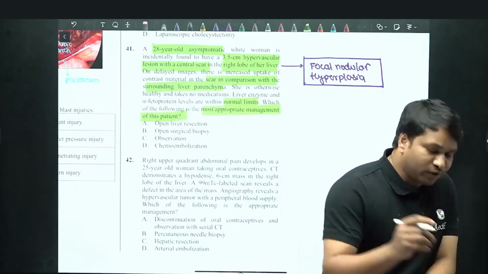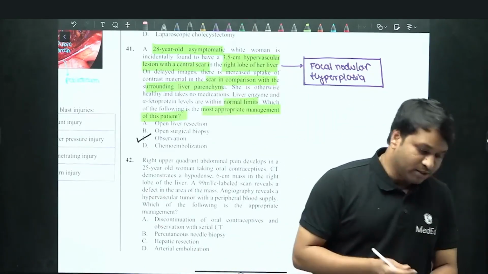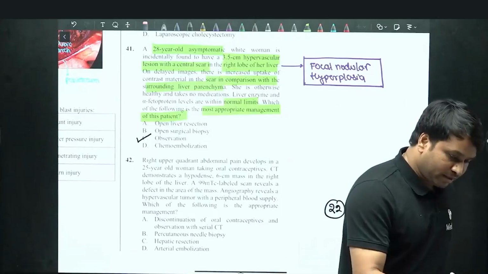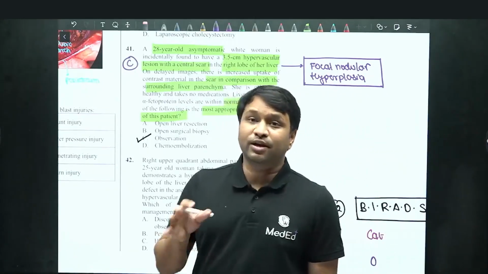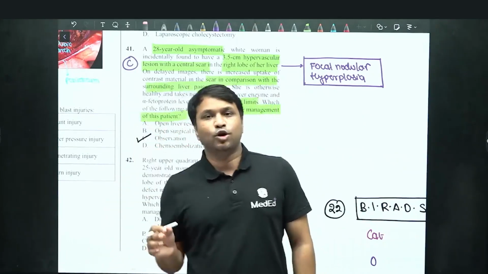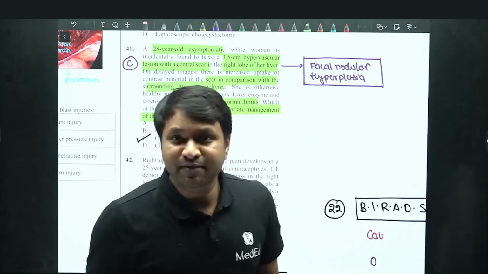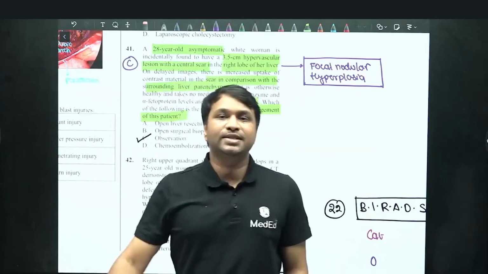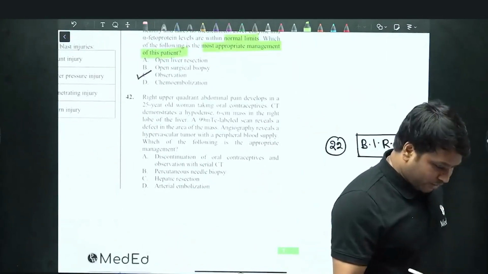Remember, if it's a proven focal nodular hyperplasia, the only thing that you have to do is observation. You don't need to do anything more than that. So, answer here is going to be C for Calcutta. If it is a hemangioma of the liver, less than 5 centimeters, observation; more than 5 centimeters, enucleation. Focal nodular hyperplasia, diagnosed case, nothing to do. If it is a hepatic adenoma, less than 5 centimeters, observation; more than 5 centimeters, we are going to go with excision. Question number 42.